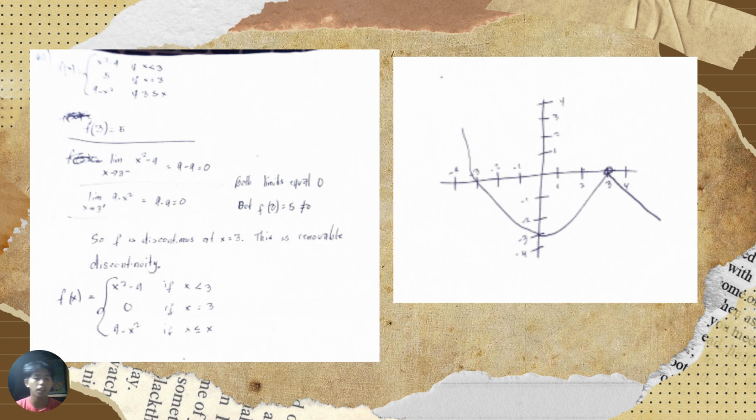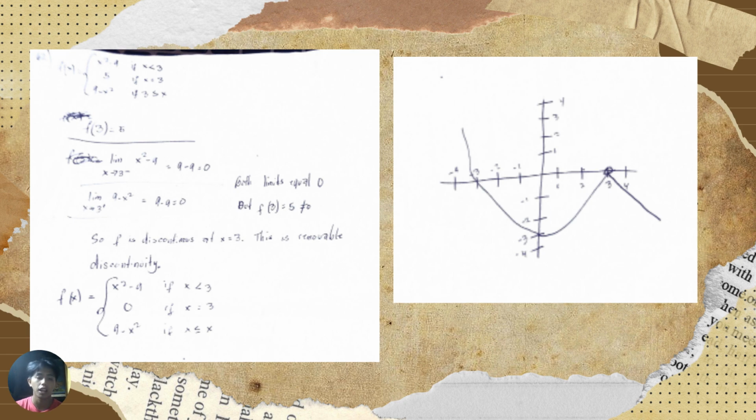So since both limits equal 0, but f of 3 is equal to 5 and 5 is not equal to 0, f of x is discontinuous at x equals 3. This is a removable discontinuity. So in order to find the graph of this given problem, we're going to change f of 3 equals 5 into f of 3 equals 0.